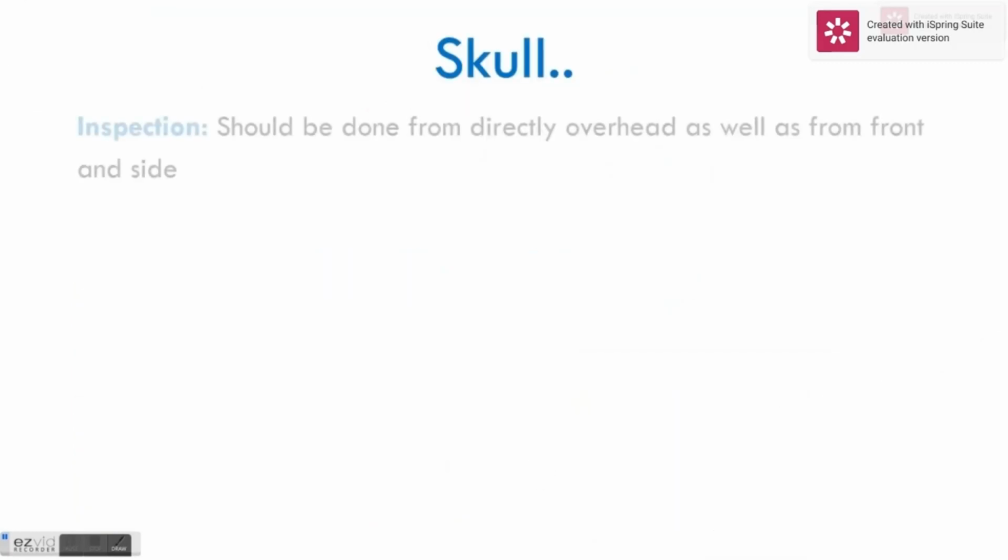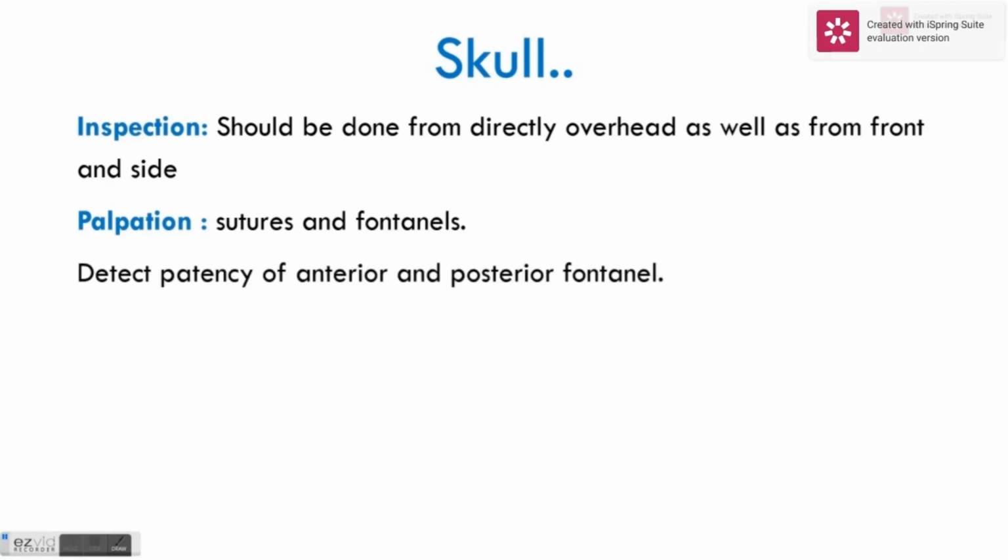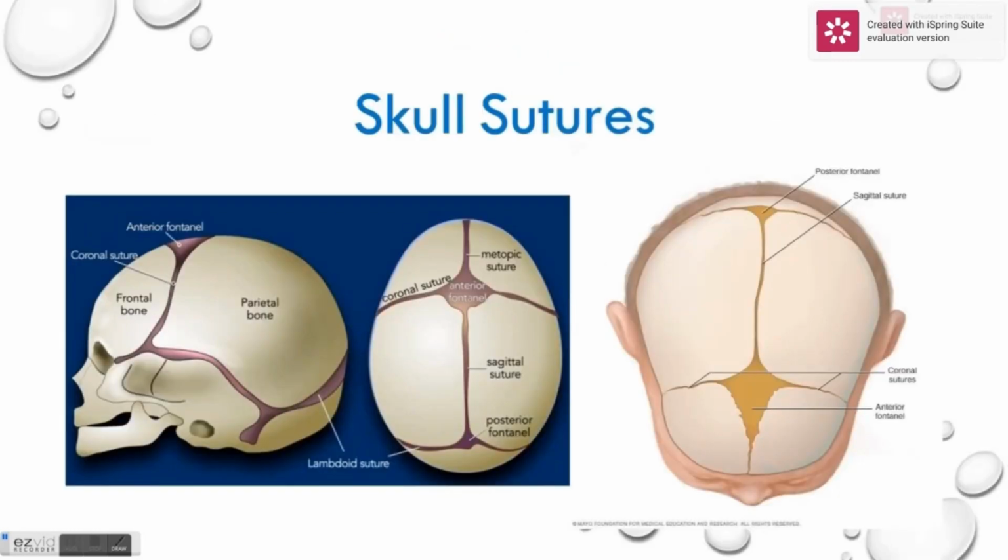For skull and head, you need to just inspect and palpate. Inspect, look for the hair distribution, shape of the head, any anomalies like aplasia or encephalocele. Palpate the sutures until the fontanelle, take the measurements and record them. See if the posterior fontanelle is closed, open, is there an extra fontanelle. Do the measurements as I said, and palpate the suture. This is just a review of the sutures. You need to learn them.